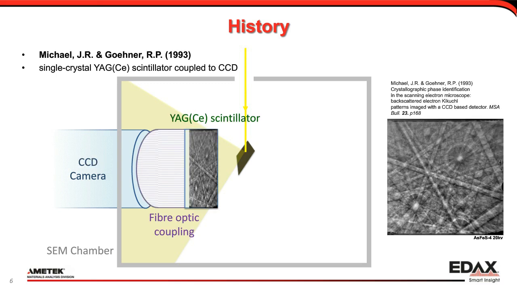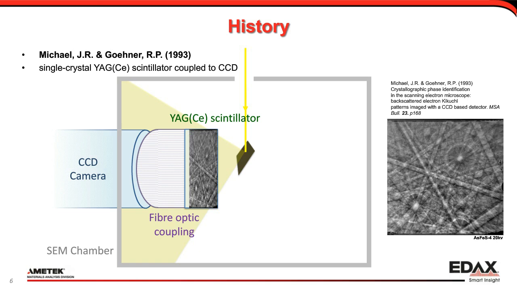Then later in the 1990s, this is a nice example from some work from John Michael, looking at YAG scintillators, so not a phosphor screen, but a different type of scintillator that transforms electrons into light. You get fantastic patterns with those. Not very sensitive. You need to have a little bit of patience to get these patterns, but they were really nice.